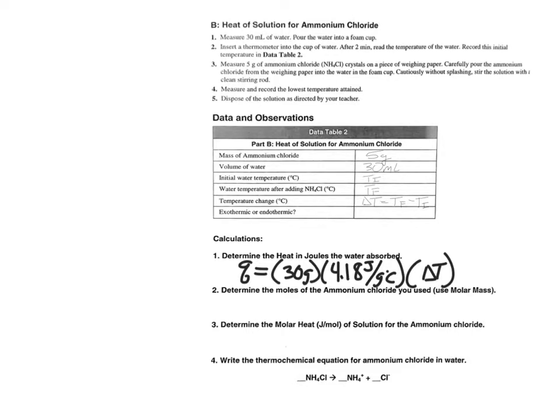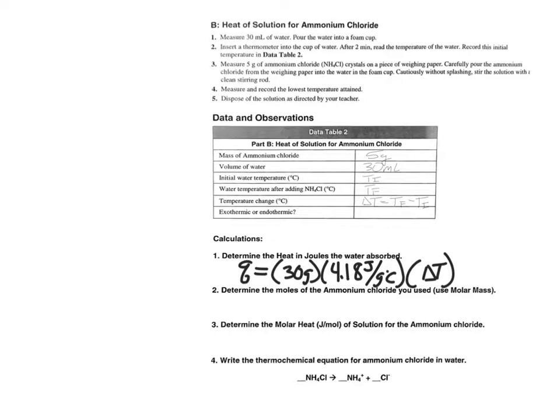In part B, we used ammonium chloride in water. First, you want to calculate the joules the water absorbed from the ammonium chloride by doing Q equals mc delta T of the water. In this case, we used 30 milliliters or 30 grams of water times the specific heat of water, 4.18 joules per gram degree Celsius, times the delta T that you calculated above.